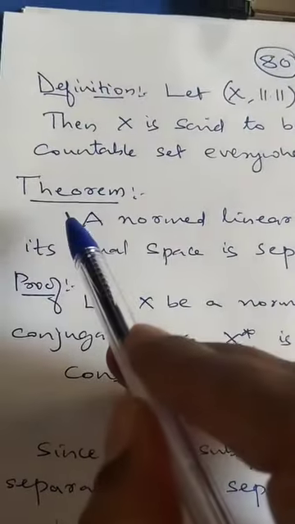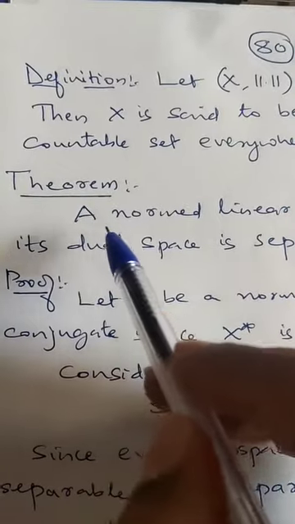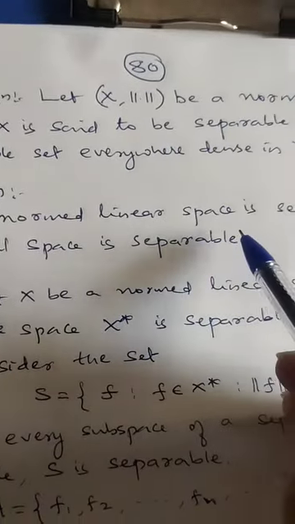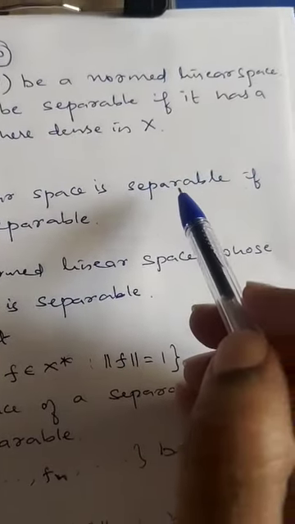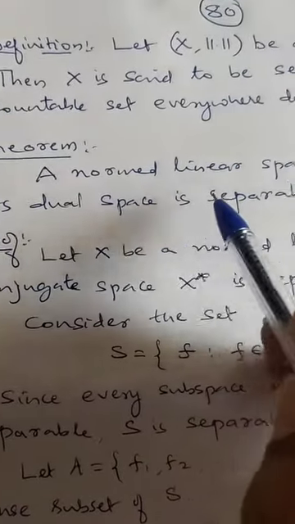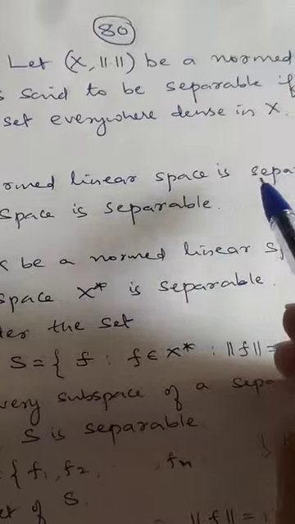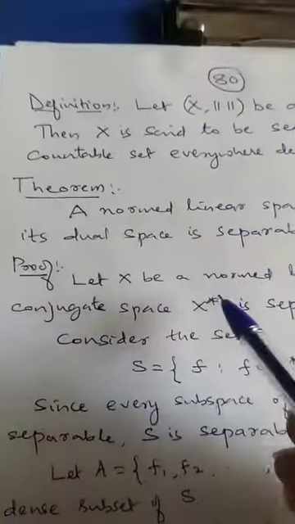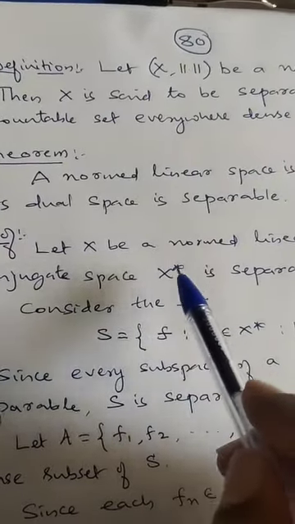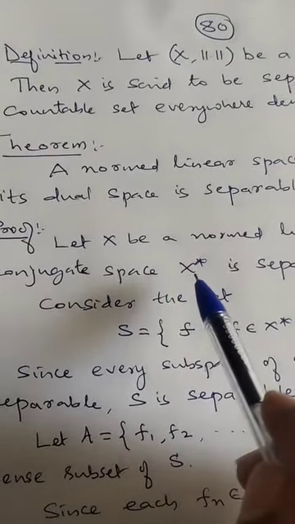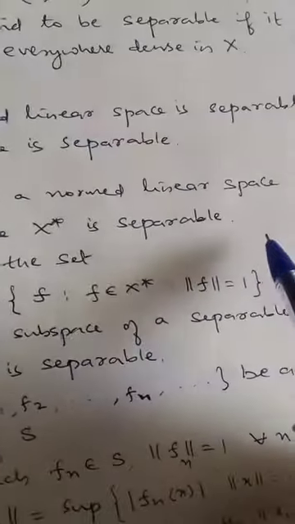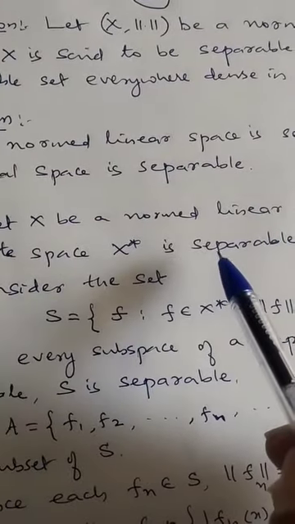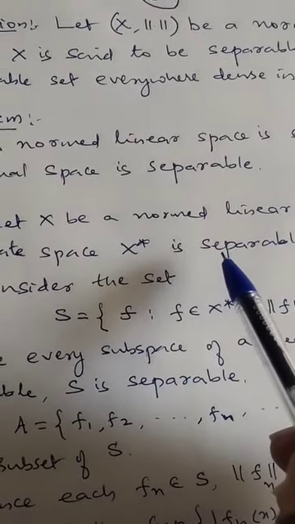Now we will prove a theorem based on this definition. A normed linear space X is separable if its dual X star is separable. Let X be a normed linear space whose conjugate space or dual space X star is separable. X star is separable means it has a countable dense subset.